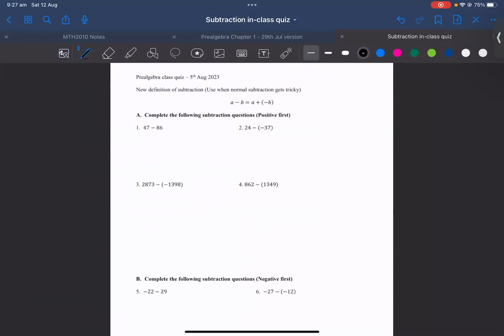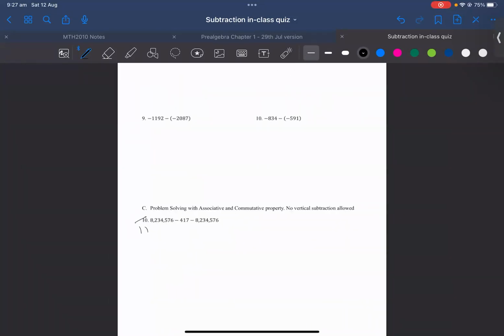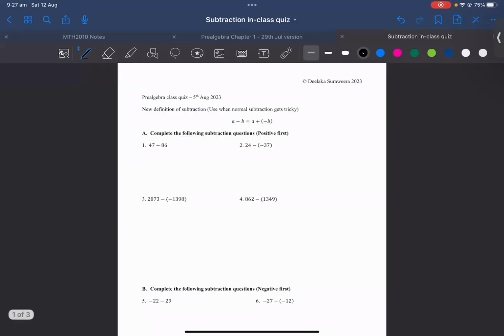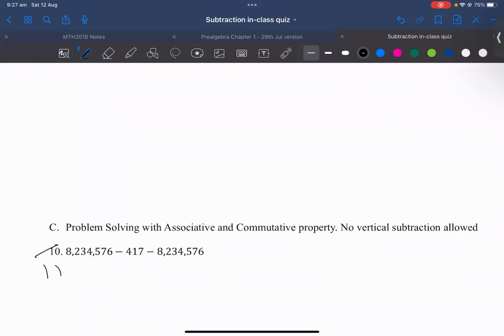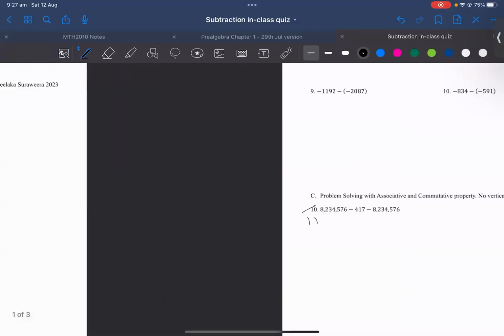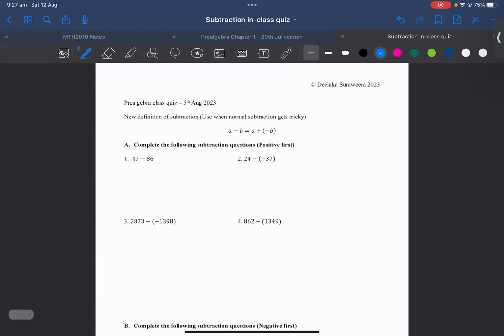Anyone do the last one? No, it's tricky, right? 11's pretty easy, but yeah, the last one's pretty tricky. But okay, we'll start discussing in a minute.